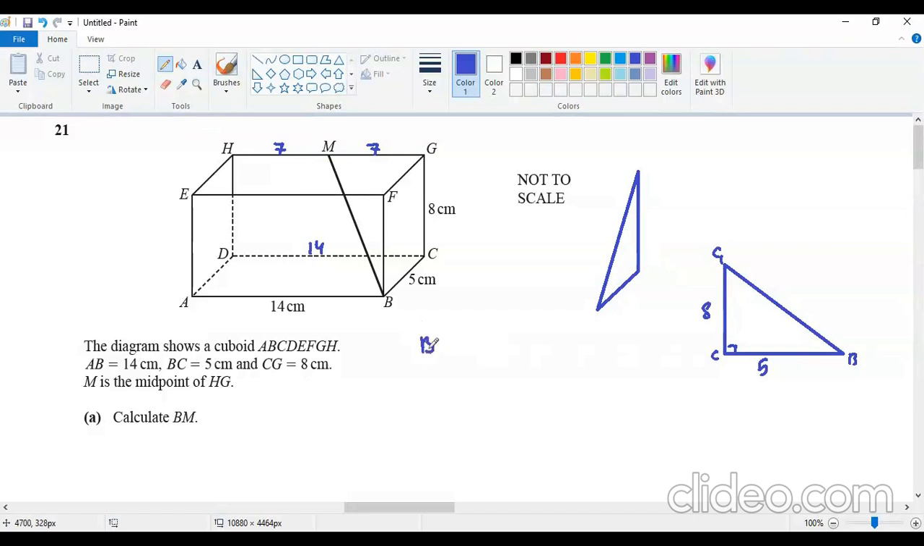So BG square equals 8 square plus 5 square. That means 64 plus 25. It's going to be BG square equals 89. And when we find out the square root of BG, it's going to be 9.4.